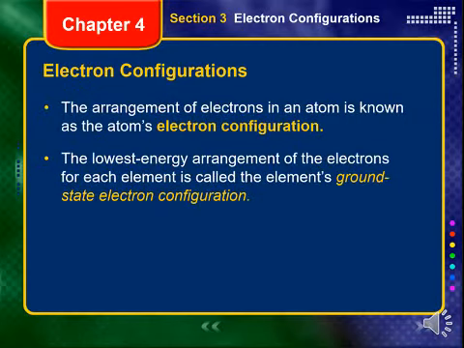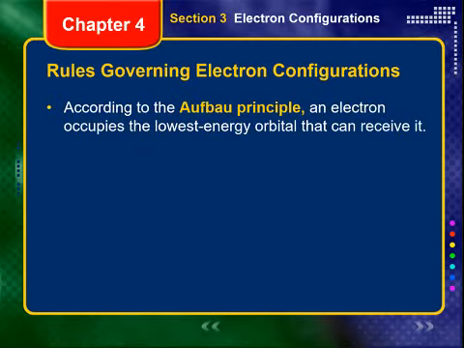Getting started with electron configurations. The quantum model of the atom improves on the Bohr model because it describes the arrangement of electrons in atoms other than hydrogen. Remember that the Bohr model of the atom only described hydrogen or monoelectric atoms. The arrangement of electrons, plural, is known as an atom's electron configuration.